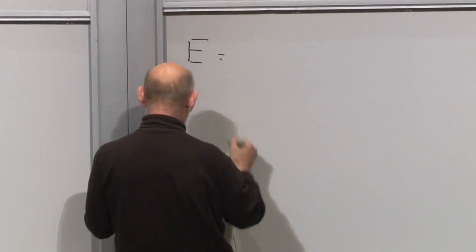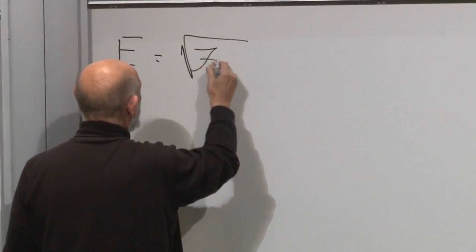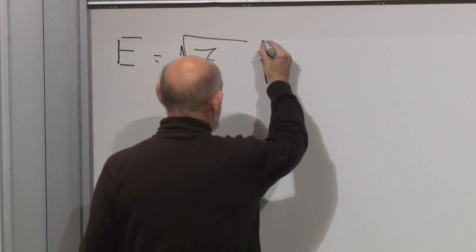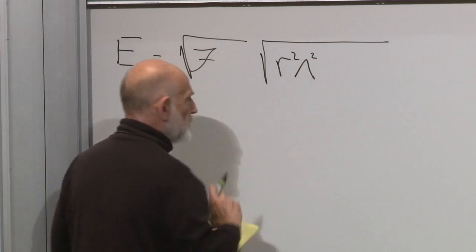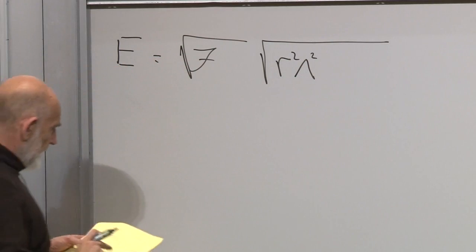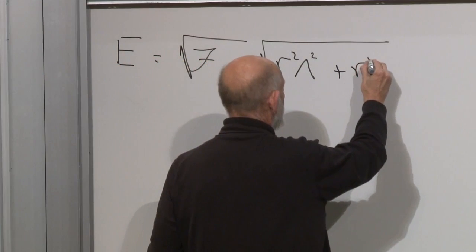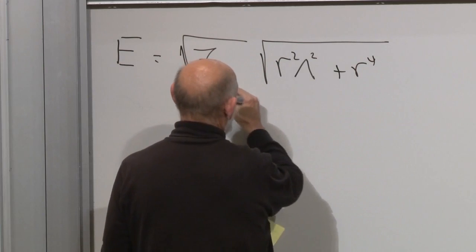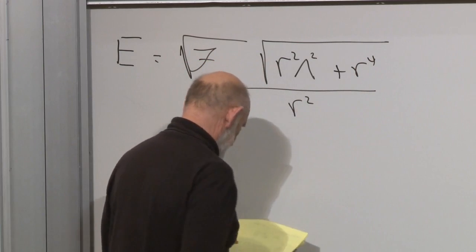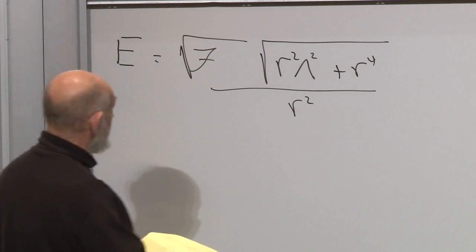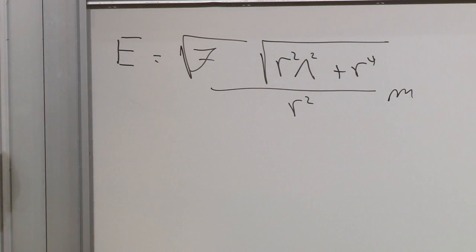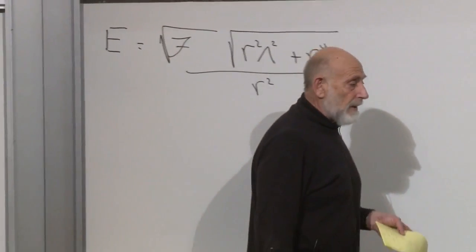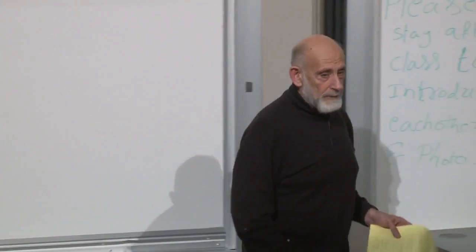The energy is equal to the square root of F times another square root, and the other square root is r squared lambda squared, reduced angular momentum squared, plus r to the fourth, all divided by r squared, times m. You always have m there. And that's it. There's nothing too interesting about it.